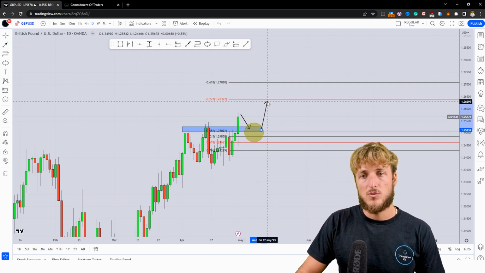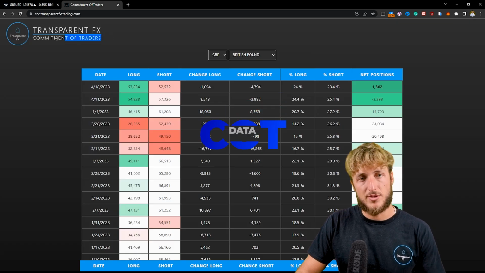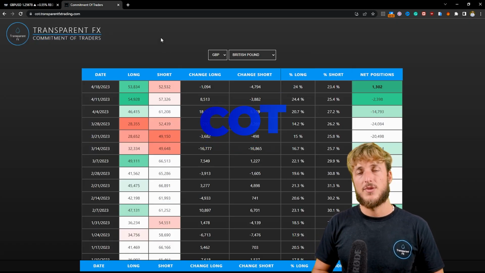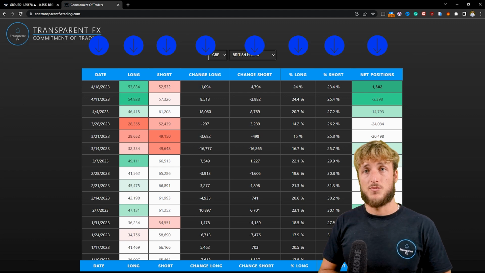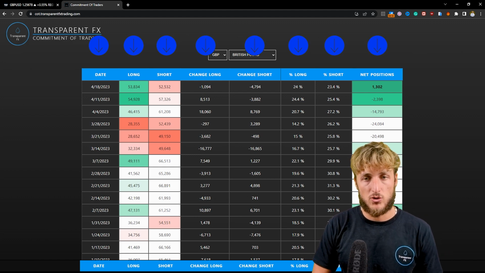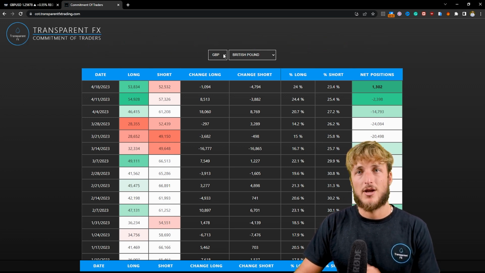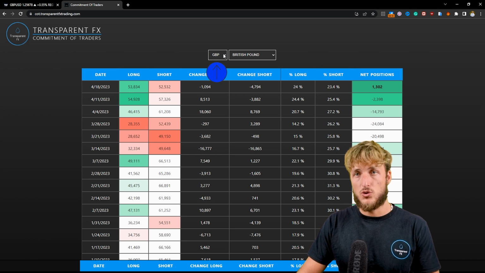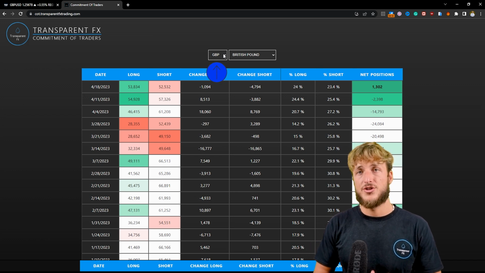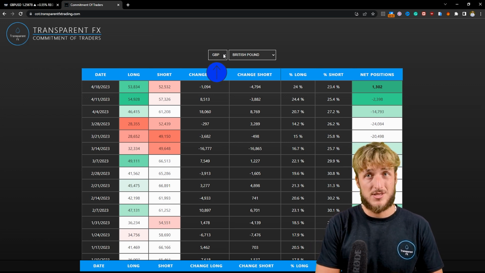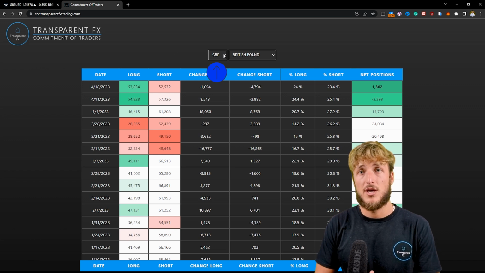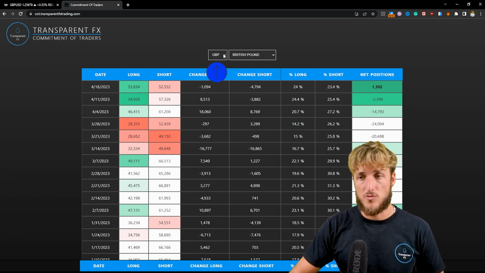Now, if we go and see what we have when it comes to the commitment of traders, so the COT data, which is what the non-commercials, so the biggest speculators in the market, are doing, and we check the data precisely for the pound, we can first of all notice that if we're checking the pound, we're actually already checking GBPUSD, because all currencies on the spot are traded against the USD. So if you're checking the data for the GBP, you are actually already checking GBPUSD.